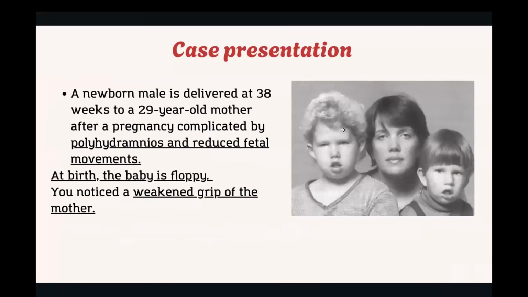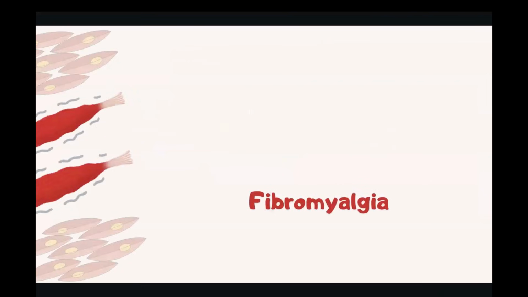It is X-linked recessive. The other case, we have a newborn male delivered at 38 weeks after a pregnancy complicated by polyhydramnios and reduced fetal movement, very characteristic of what? Congenital myotonic dystrophy. At birth, the baby is floppy, and you notice a weakened grip of the mother. So this is congenital myotonic dystrophy.